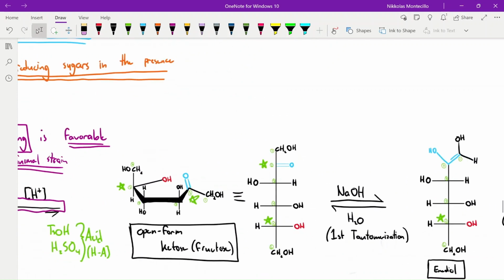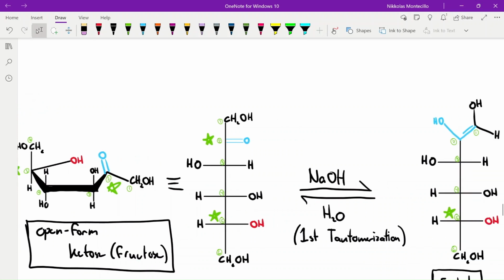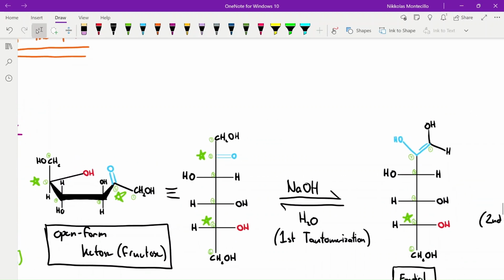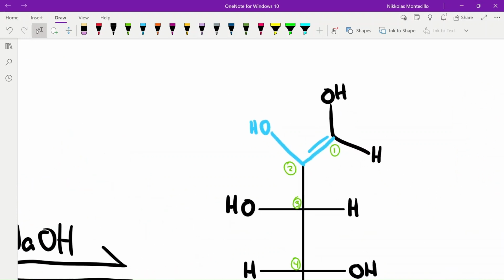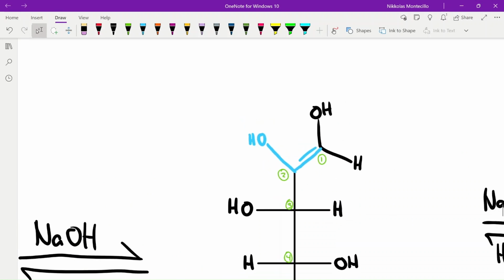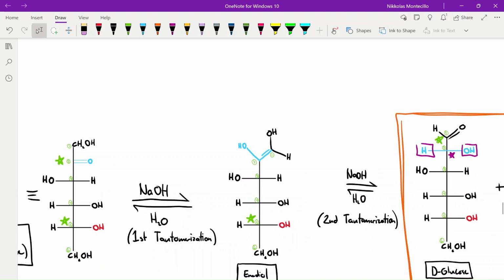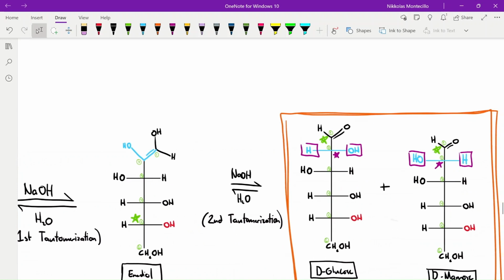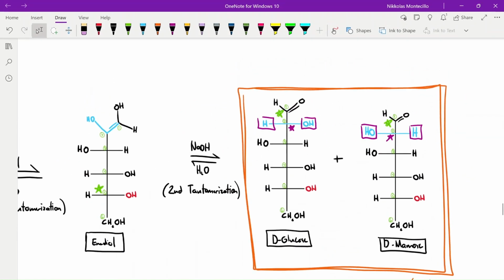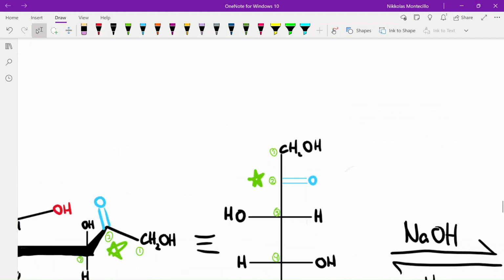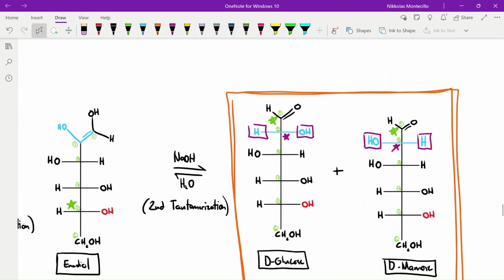So in the presence of a base and in the open form, say for example for a given ketose, fructose, we'll see a tautomerization reaction, which causes the formation of an enediol, right? And you can see that the enediol is comprised primarily of carbon 2 and carbon 1. Okay? And then in the second tautomerization, we can see that the carbonyl group shifts over to carbon 1. So now the new carbonyl group that was previously on carbon 2 for fructose now forms on carbon 1, and now what we're left with is D-glucose and D-mannose.